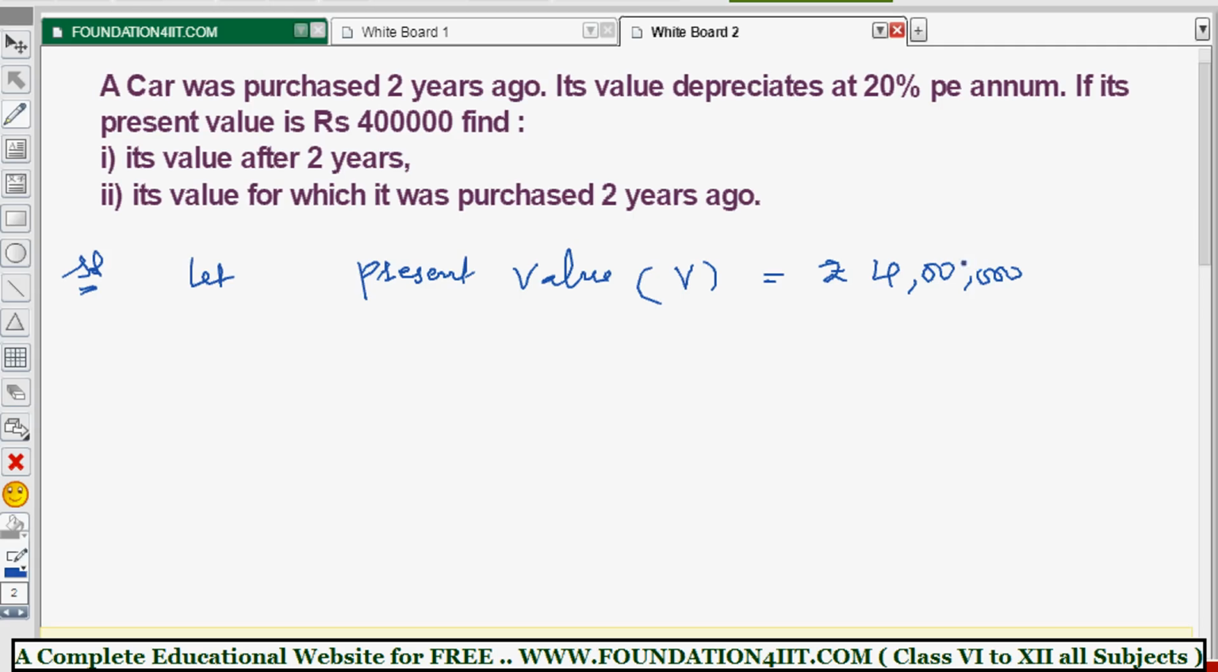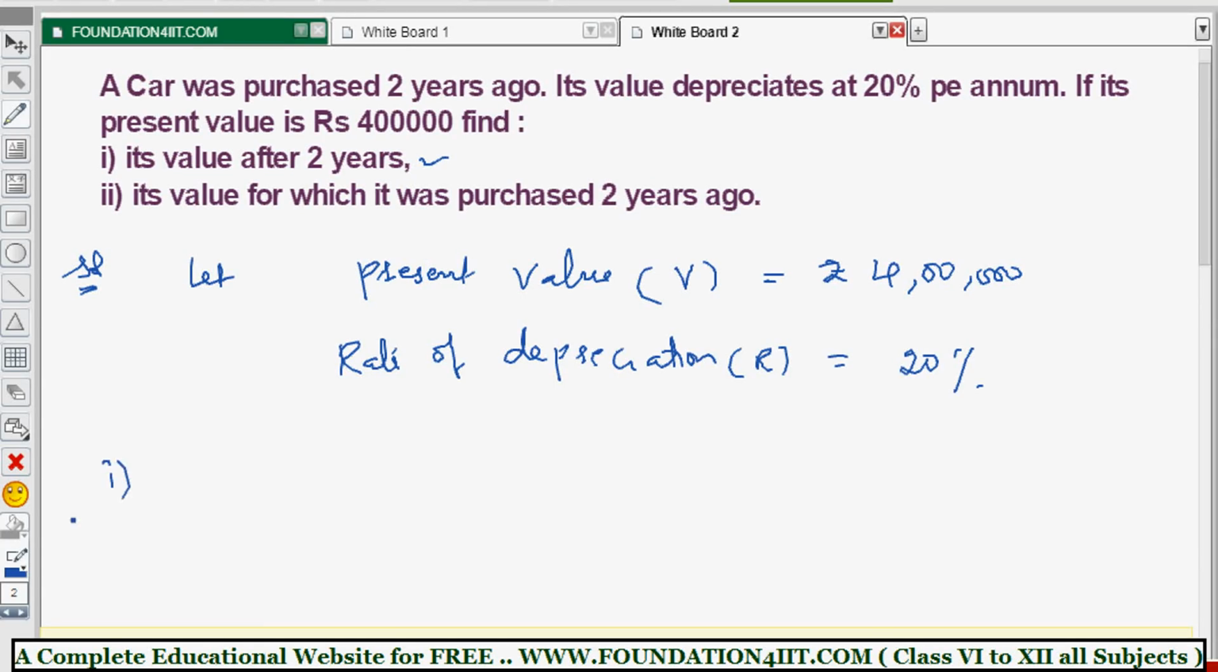This is given. And rate of depreciation per annum. So rate of depreciation is given, that is R. That value is 20%. So 20% is decreasing every year. Then we need to find out the value of the car after 2 years. Okay, after 2 years. That means n is equal to 2.